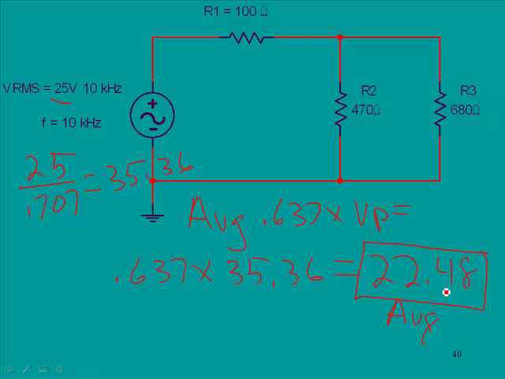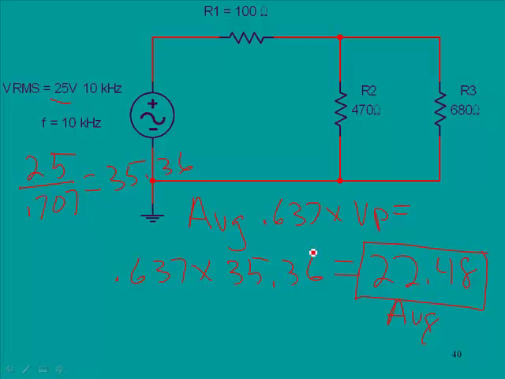Now, again, I'm not going to repeat all those calculations, but we would start out with this as our source, 22.48, and we would just do everything the way that we had previously done it, calculating our currents, our parallel voltage drops, and all other calculations. We would just start with this value, 22.48.